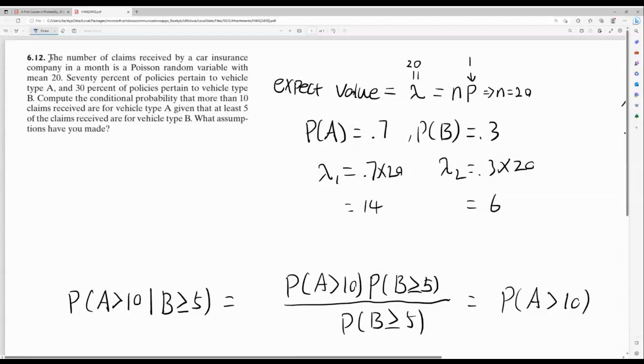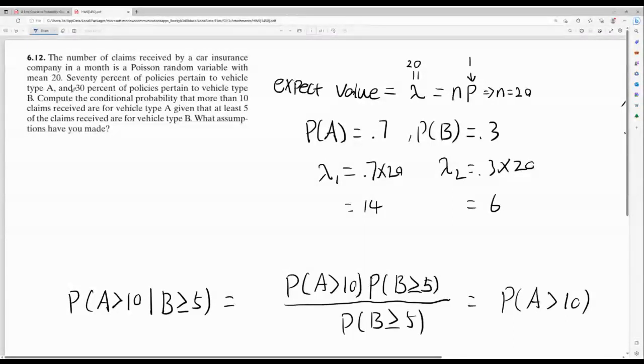This is question 12. The number of claims received by a car insurance company in a month is a Poisson random variable with mean 20. 70% of the policies pertain to vehicle type A, and 30% of policies pertain to vehicle type B. Compute the conditional probability that more than 10 claims received are for vehicle type A, given that at least 5 of the claims received are for vehicle type B. And what assumption have you made?